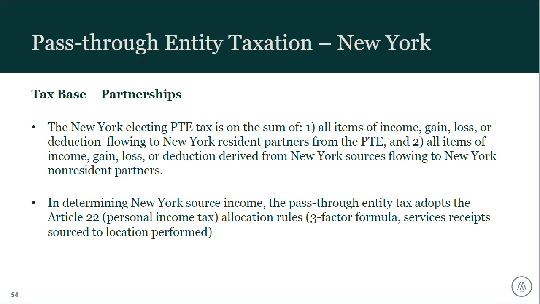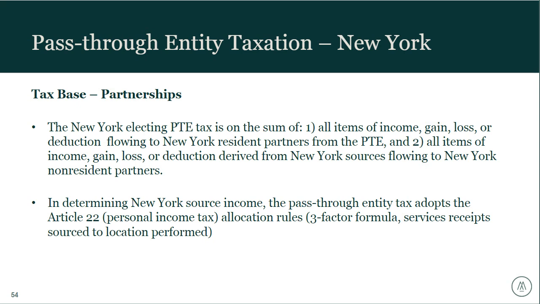For S corporations, it doesn't matter if you're a resident or a non-resident. The S corporation's electing pass-through entity tax base is only going to be on the post-apportioned income of the pass-through entity. New York is similar to New Jersey in that the personal income tax exists under an entirely separate article, Article 22, as opposed to the corporation tax, which is Article 9A. Under the New York electing pass-through entity tax, all pass-through entities, including S corporations, are going to compute their income and apportionment under Article 22 rules, which means under Article 22, it's three-factor apportionment, sourcing services based on the location where the service is performed.